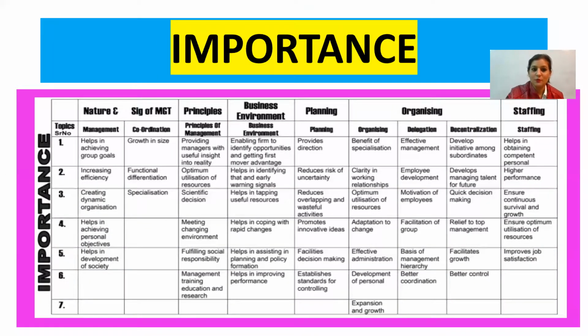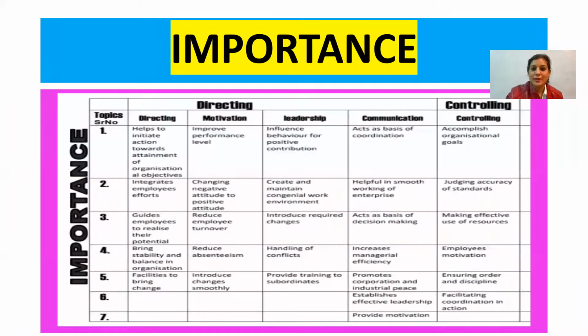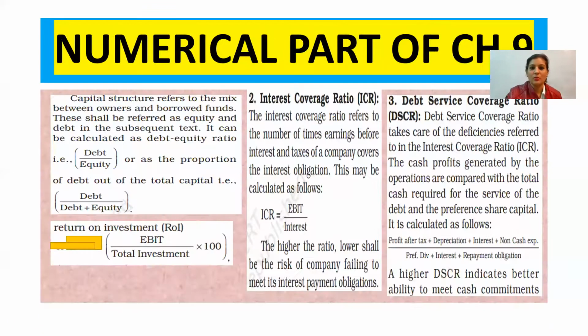And importance from chapter 1, principles, planning, organizing, staffing, directing, communication, controlling, all importance. This is the numerical part. I'll take only 2 minutes to explain this numerical part. This is the most difficult topic for you, but this is the easiest and most scoring.